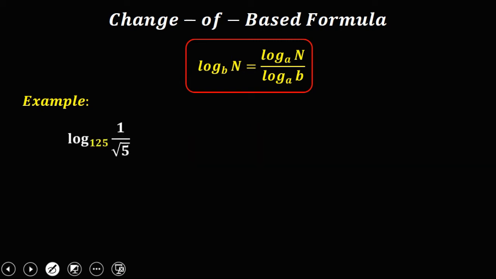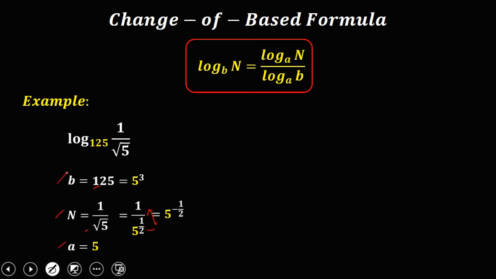Then for this given, so b is 125 and n that's 1 over square root of 5. Now, we can rewrite these numbers with base 5 because 125 that's 5 to the power 3, and this square root of 5 is equal to 5 to the power 1 half. Then bring up this 5 to the power 1 half. That becomes 5 to the power negative 1 half. So a now is equal to 5.